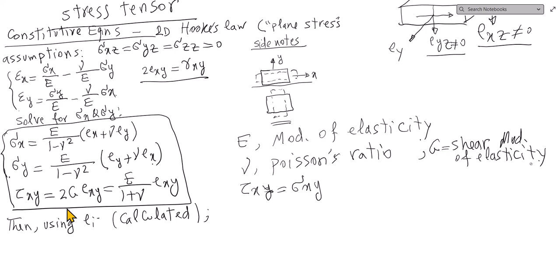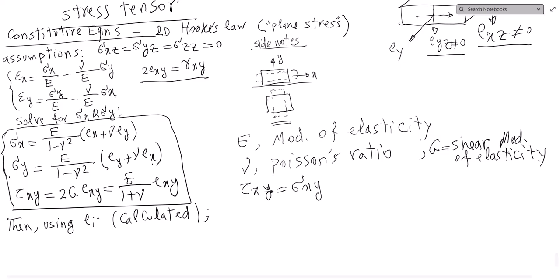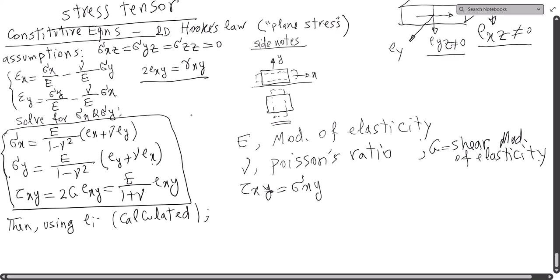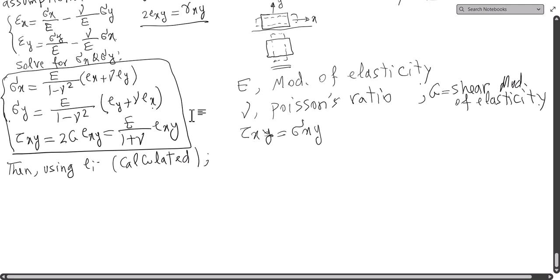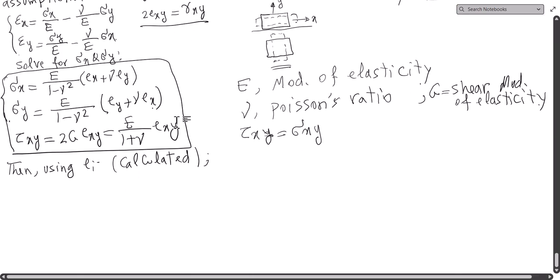So we have this two-dimensional Hooke's law here. I put plane stress in quotes because it is actually the modified or special case of plane stress that we will look at when we go to the equilibrium equation. So now if you substitute for the strains into these equations, then you get the stress.